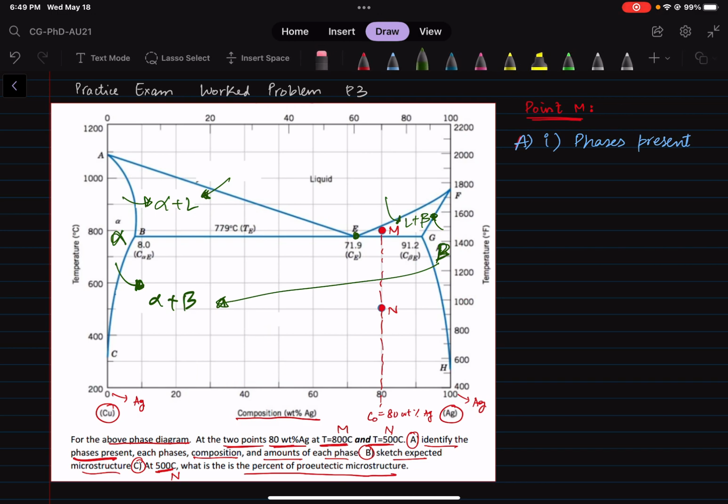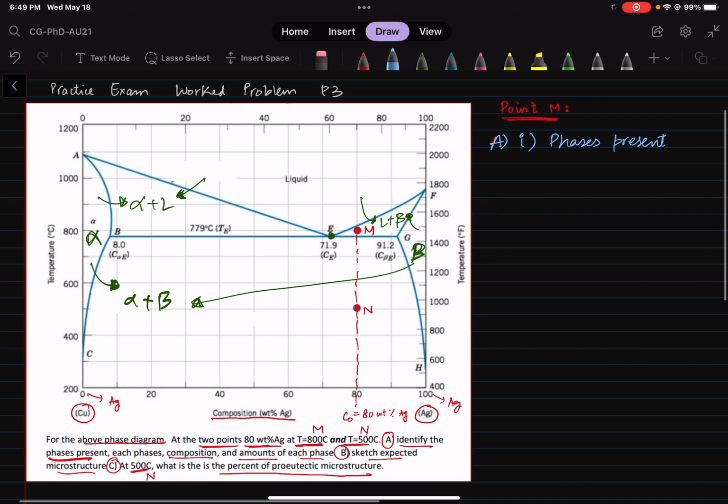And to answer the first question of part A, for point M, the phases present where M is located will be liquid plus beta. So you have a liquid phase along with a beta solid phase, right? Now the second part of this part A, we have to find the compositions of these phases. And this is where we'll start using the lever rule.